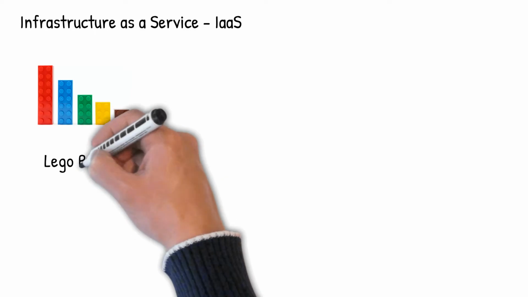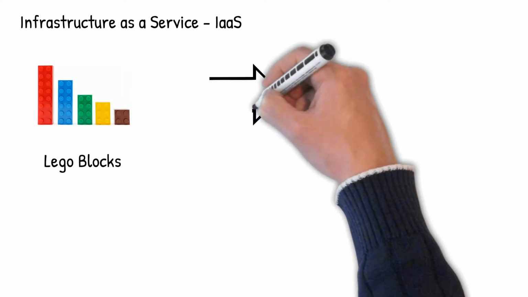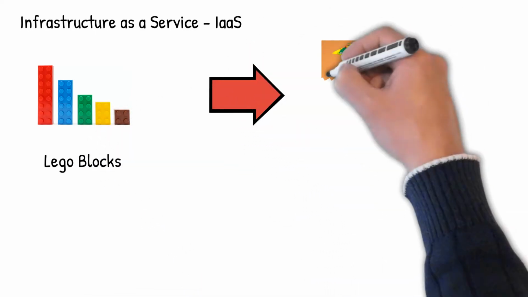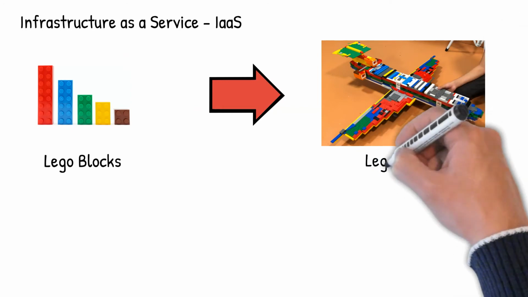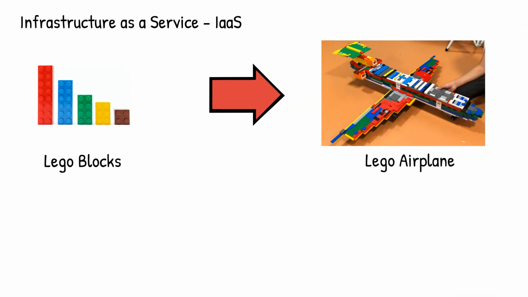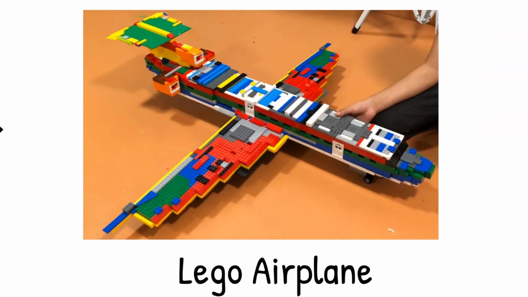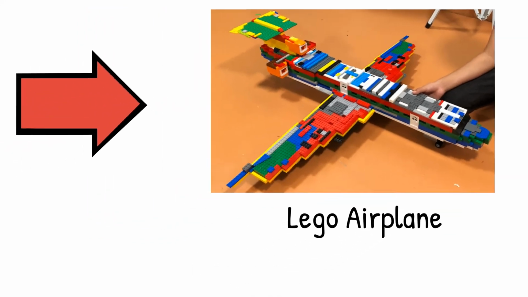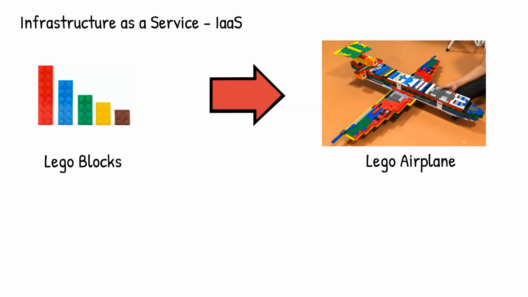Let's take a look at infrastructure as a service first. Imagine you're given Legos to build a Lego airplane. One approach is to use these Lego blocks and build an aircraft from scratch. And by the way, this Lego airplane was built by my son. This will provide you with more control over your plane's design.